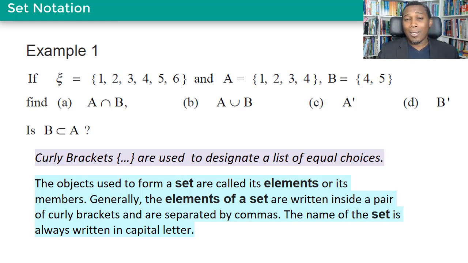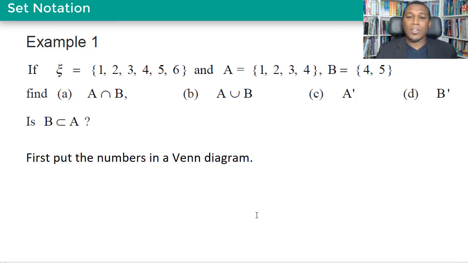But to help, and you might think you don't have to do it in this simple example, but I want you to get used to it. So the first thing I would recommend, and I want you to do this, is can you draw a Venn diagram? Can you please draw a Venn diagram to represent xi, the universal set, and the sets A and B, which are in the universal set? So can you draw a Venn diagram to represent that?